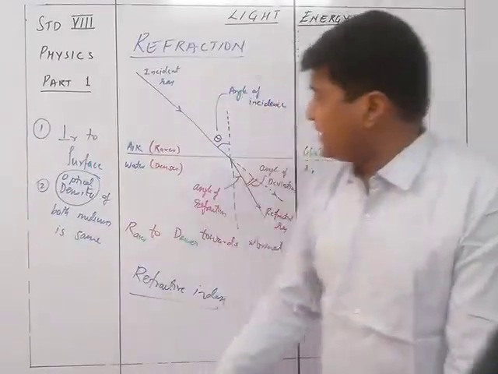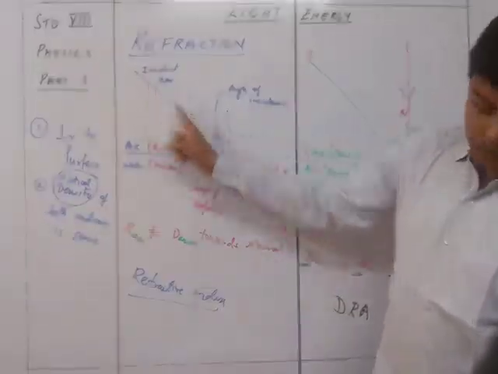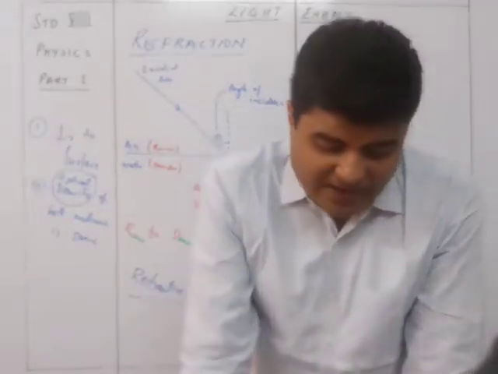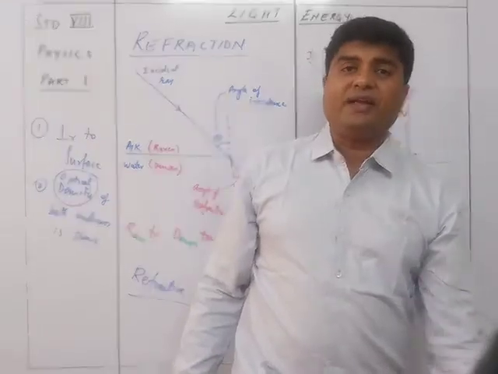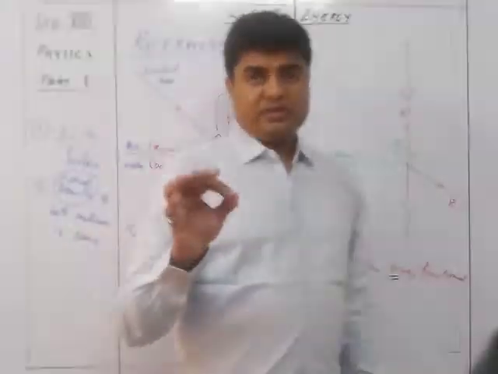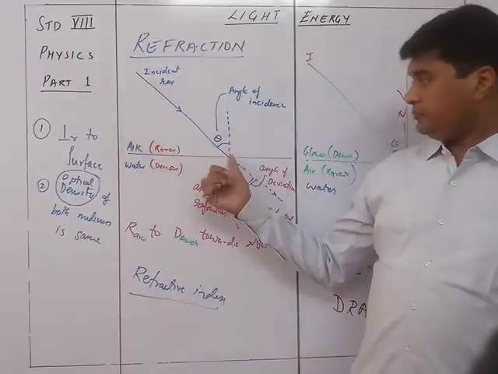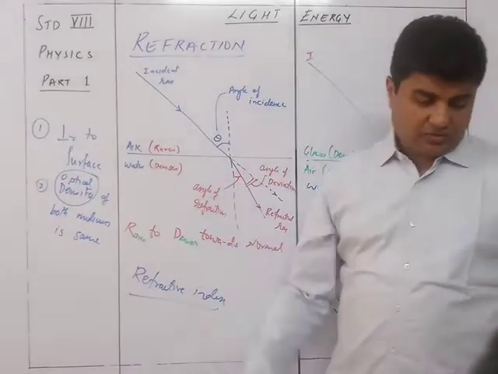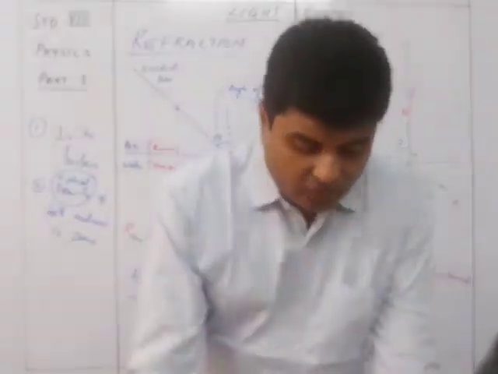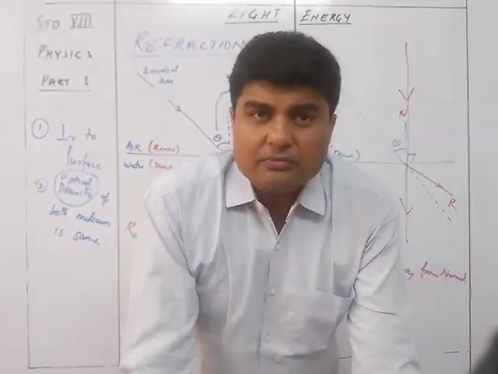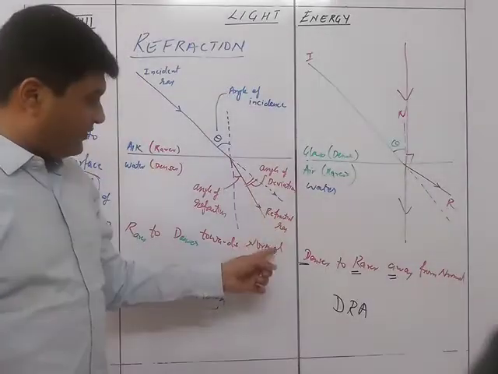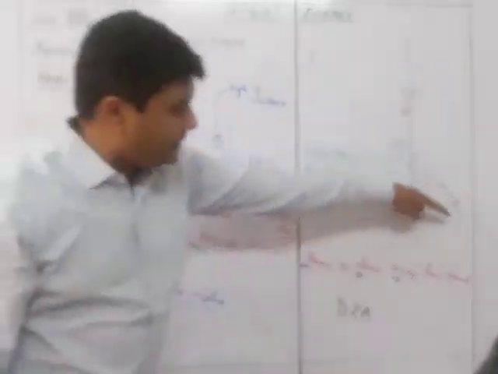Incident ray. So what is the incident ray? This is the incident ray. The ray of light falling on the surface separating the two media is called the incident ray. So the ray of light which is falling on the reflecting surface, separating the two media, is called the incident ray.